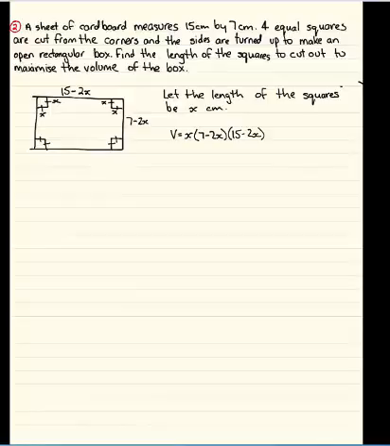So expand that out. I would expand out one of the sets of brackets and then the second one. Once you're done, it's 4x cubed minus 44x squared plus 105x.